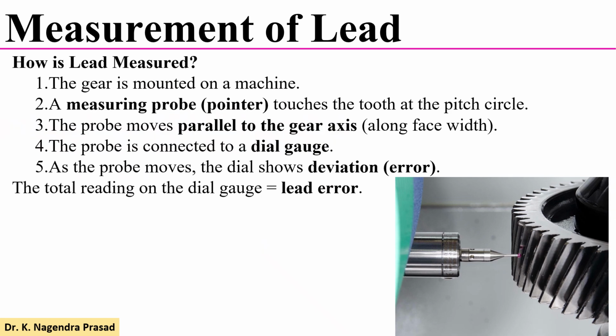Let's see the procedure for how to measure the lead. First, the gear is mounted on a machine. Then a measuring probe touches the tooth at the pitch circle. Then the probe moves parallel to the gear axis. The probe is connected to a dial gauge. In this condition, as the probe moves, the dial gauge shows the deviation. The total reading on the dial gauge is equal to the lead error. So this is the measurement of the backlash and the lead, and thank you.